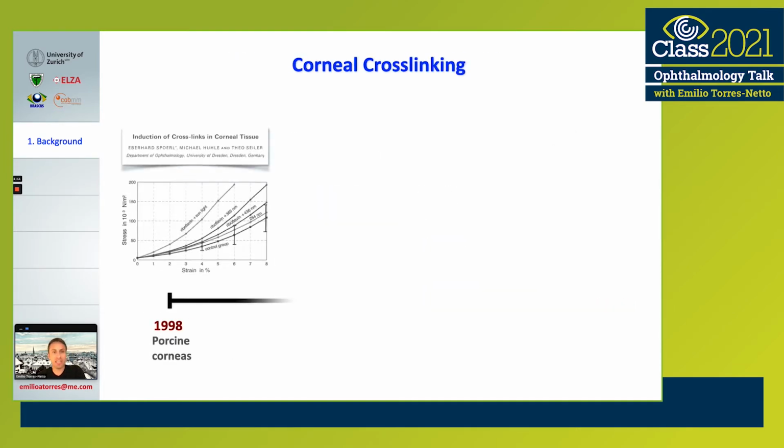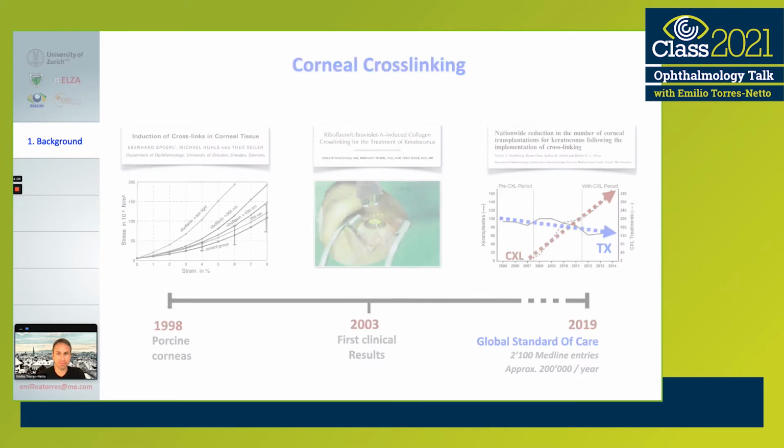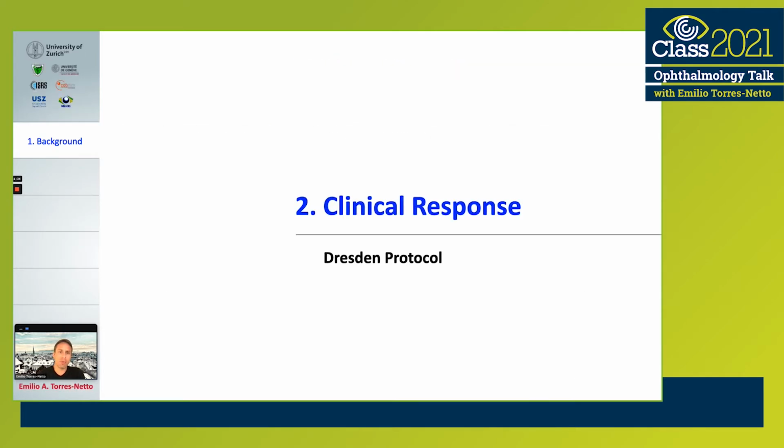So cross-linking came up in 1998 with the first studies. Then in 2003 came the first clinical results. And nowadays it is already the global standard of care. In 2019 we had already more than 2,000 Medline entries using corneal cross-linking. So when we think about corneal cross-linking, we think about the clinical response.